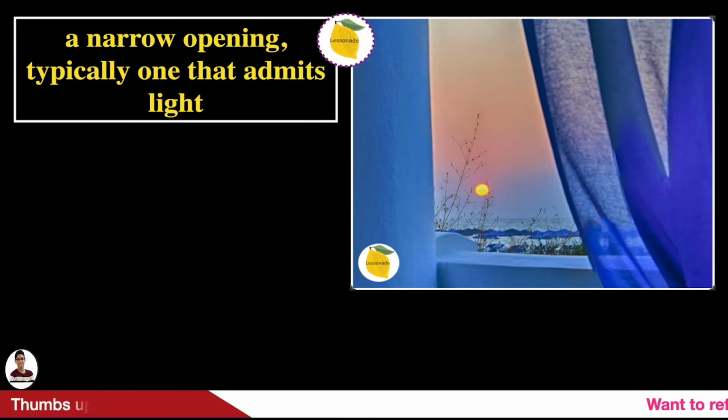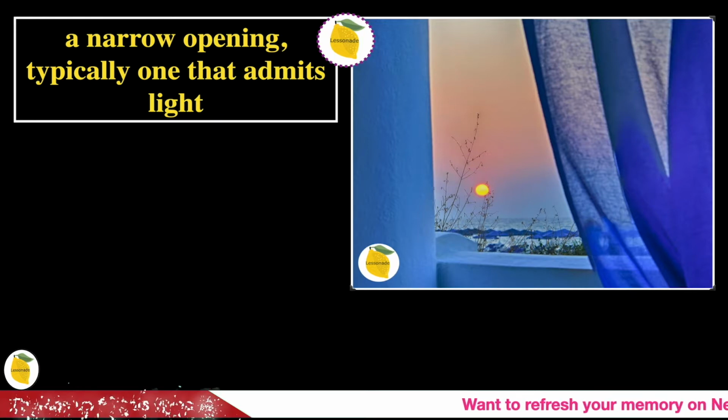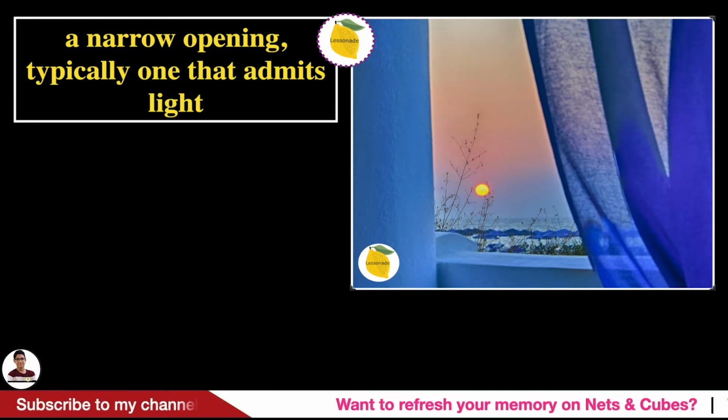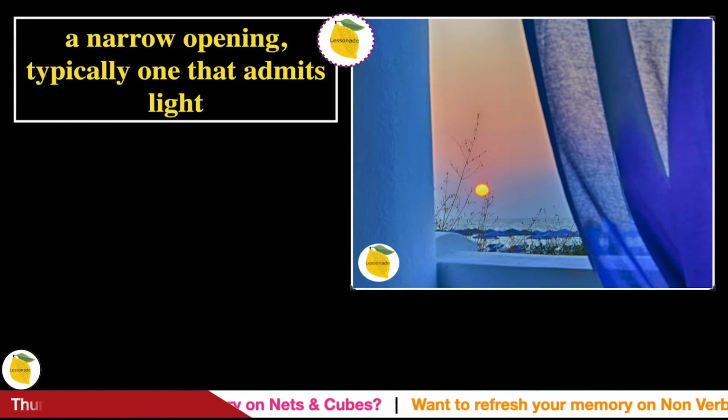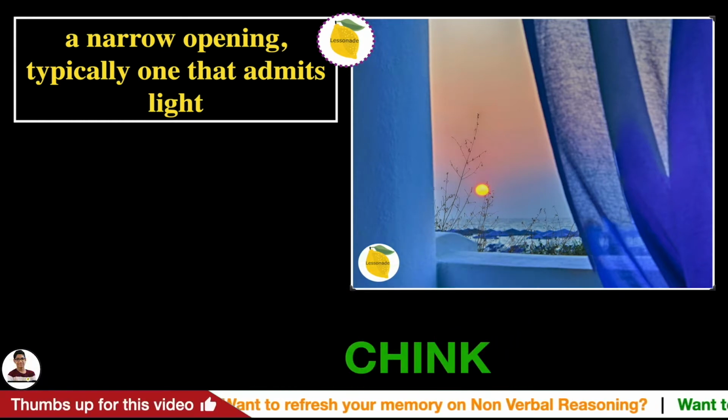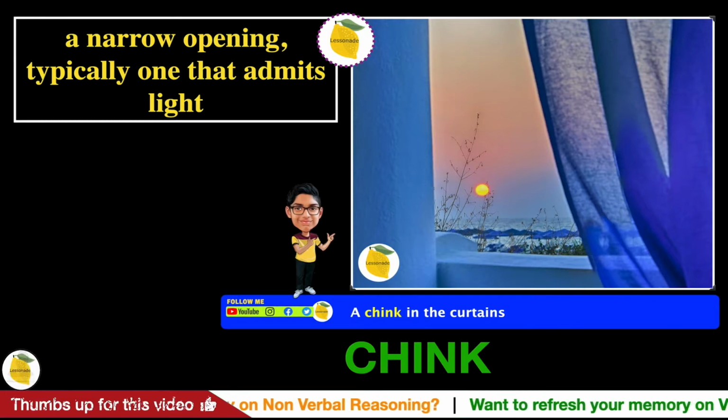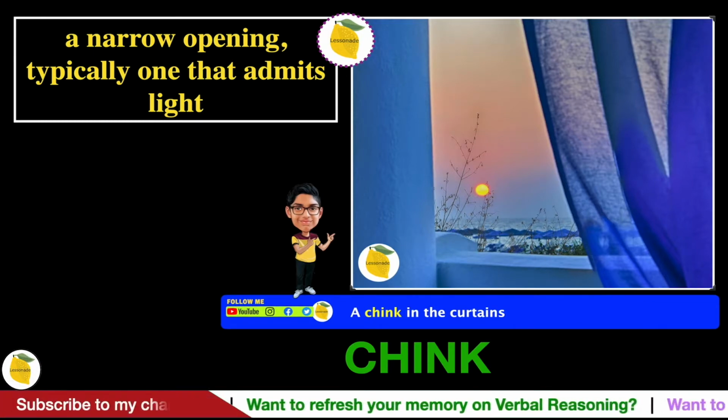A narrow opening, typically one that admits light. In this picture, we can see a narrow opening, typically one that admits light, and therefore the word will be chink. And the sentence for this word is a chink in the curtains.